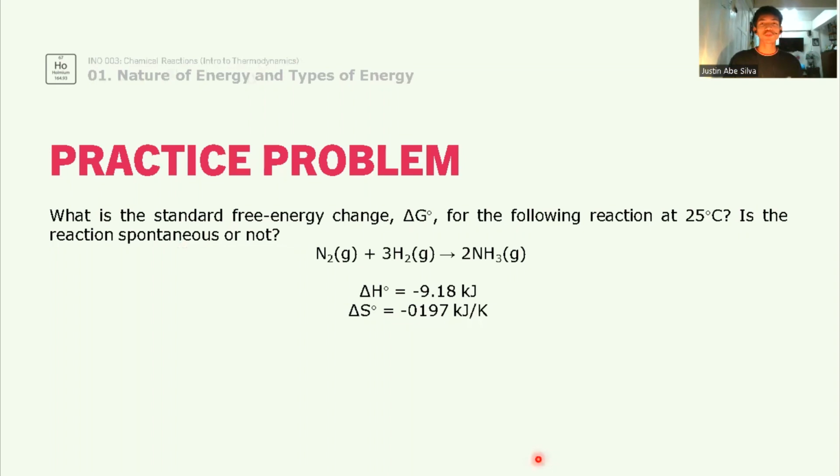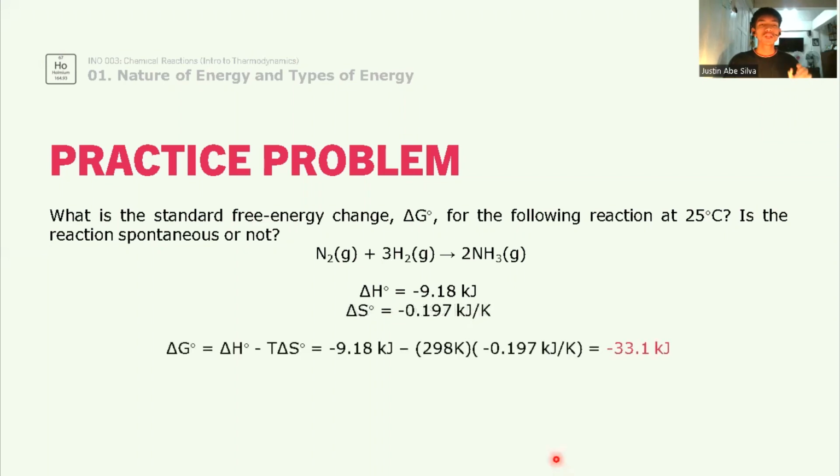With that, let's have a short practice problem. You may opt to pause the video if you need more time. The question asks, what is the standard free energy change, or delta G naught, for the following reaction at 25 degrees Celsius? Is the reaction spontaneous or not? Given a reaction here, the standard enthalpy and standard entropy values for the reaction are also indicated. You may want to pause. I'll be showing the answer in 3, 2, 1.